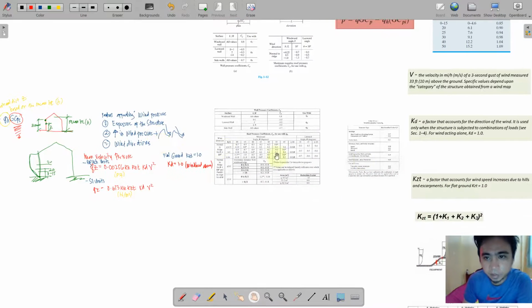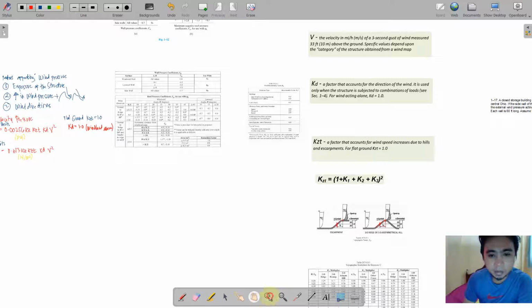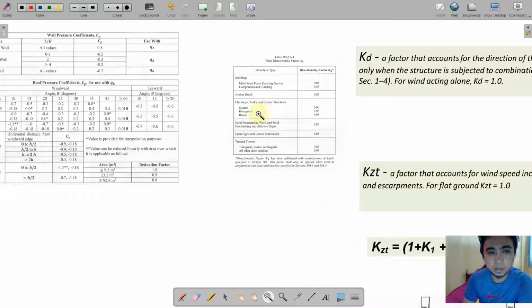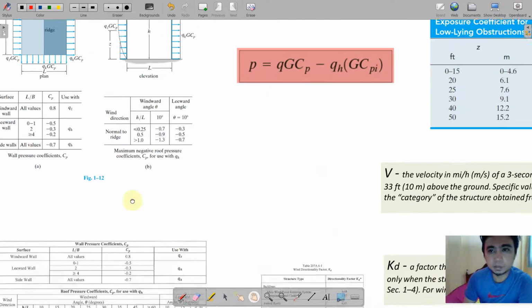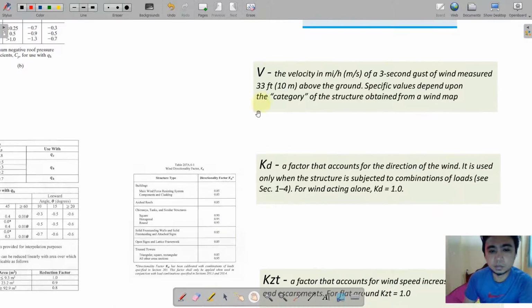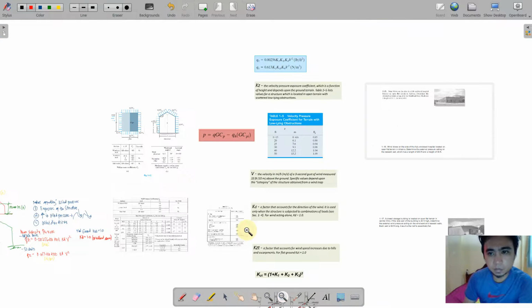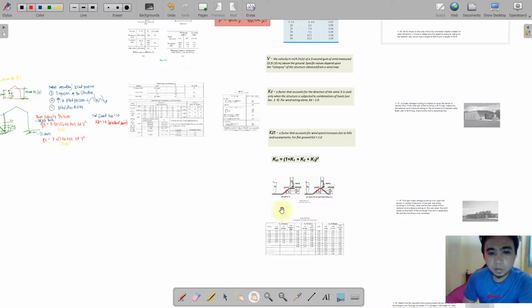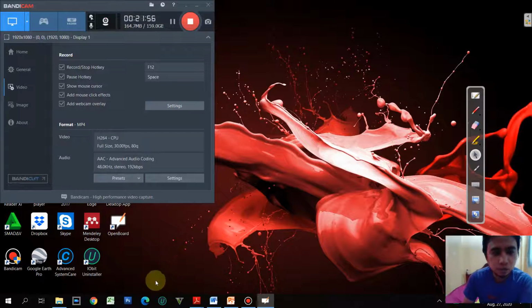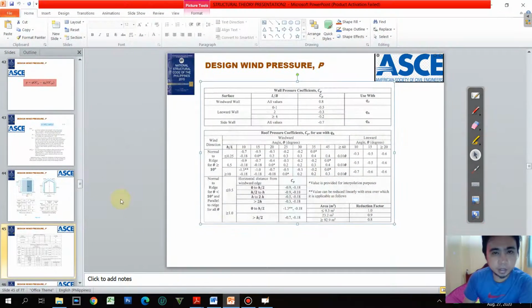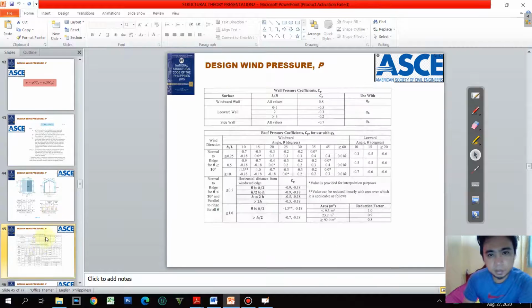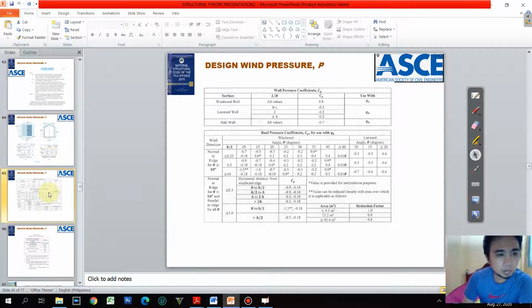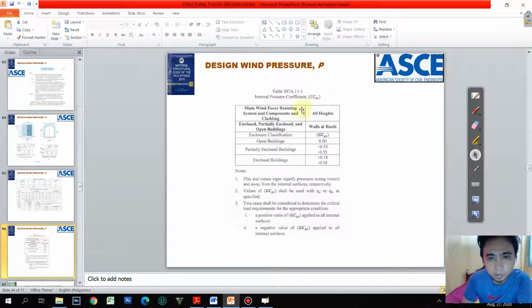So, the table for the GCPI, ito. Sorry. So GCPI, perhaps we can have this presentation. Ito, GCPI, internal pressure coefficient.